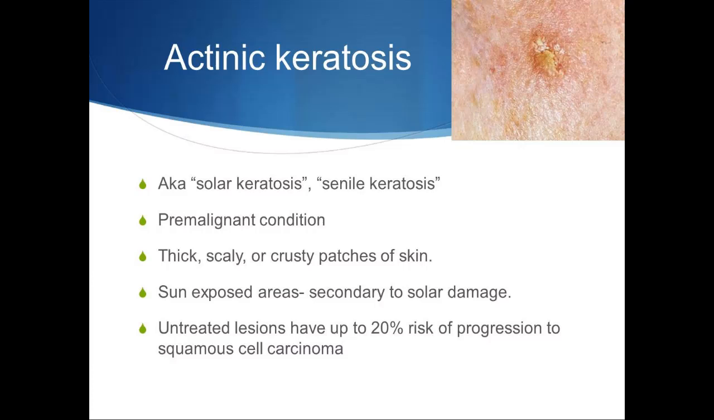Actinic keratosis, also known as solar keratosis or senile keratosis, is a pre-malignant condition consisting of a thick, scaly, or crusty patch very adherent to the skin. Usually you feel it more than you can see it. It's usually on sun-exposed areas secondary to solar damage. Untreated lesions have a 20% risk of developing into squamous cell carcinoma. That's why you should keep an eye on these lesions. If you see any change, like they start bleeding or anything, you should get a biopsy to make sure they didn't progress.